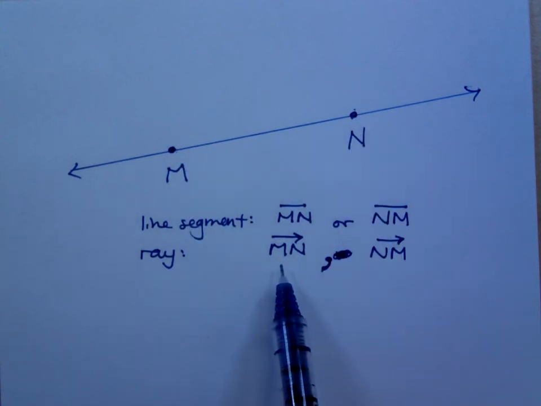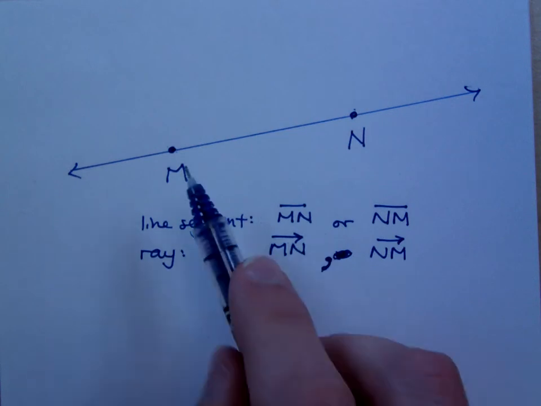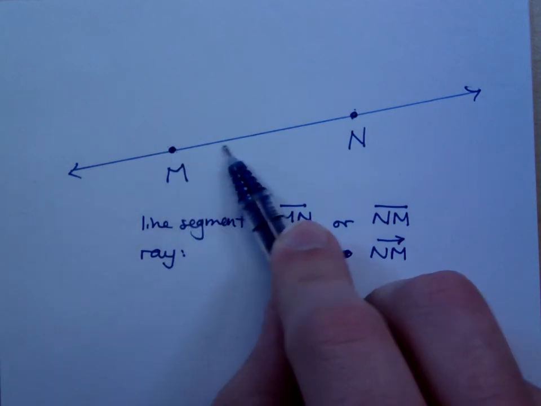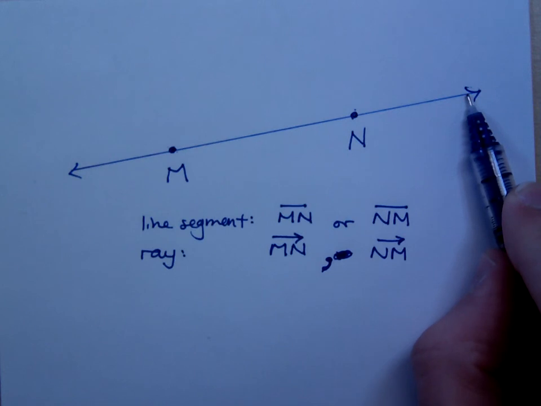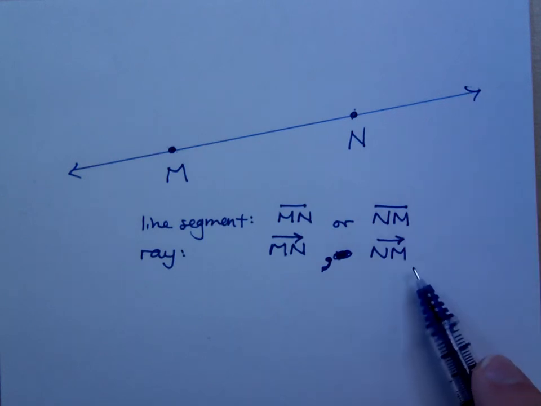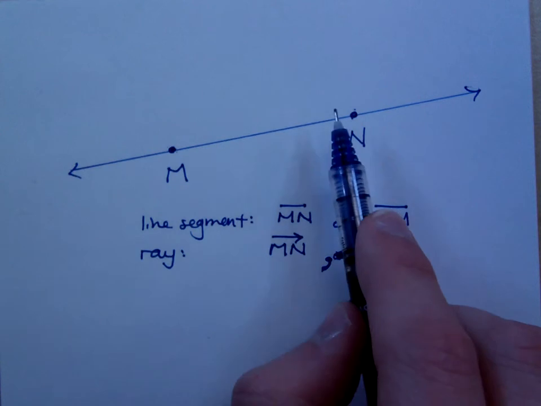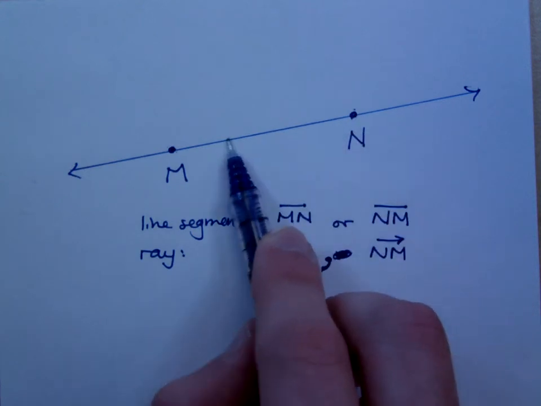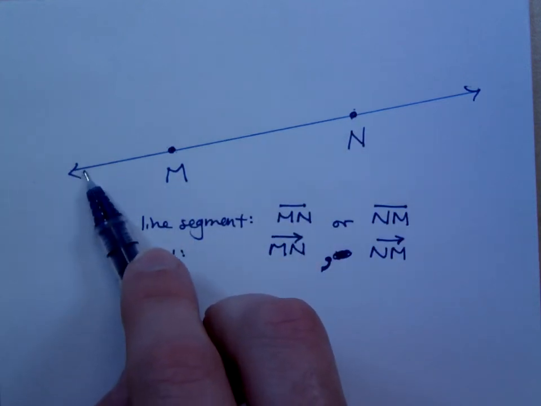But if I talk about ray MN, what's ray MN? That's starting at M going all the way out here, right? But what is ray NM? Starting at N and it goes this way, right? Okay.